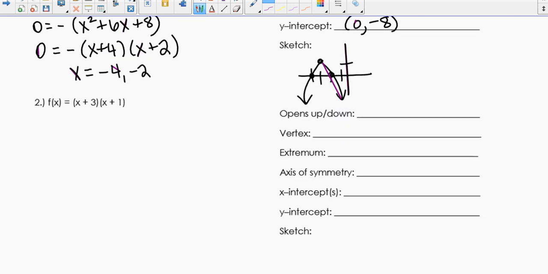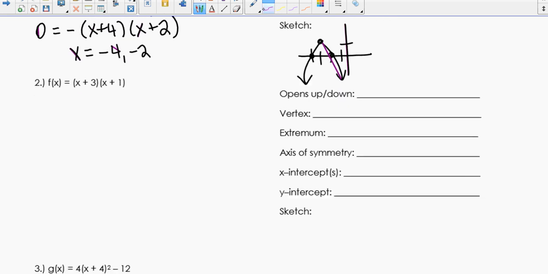All right, the next one is in intercept form. Cool. So the first thing we're going to do is say that this a value is 1, so this is going to open up because a is positive. I'm going to go straight to my x-intercepts, which are going to be negative 3, 0 and negative 1, 0.